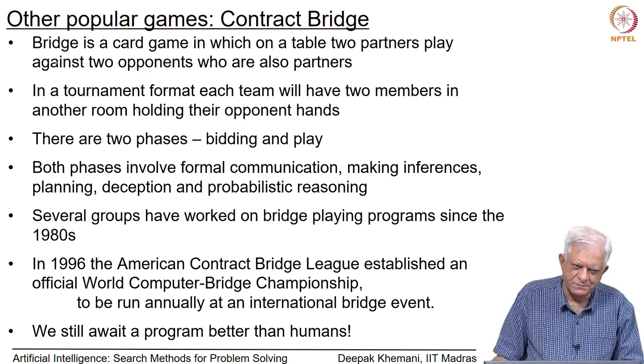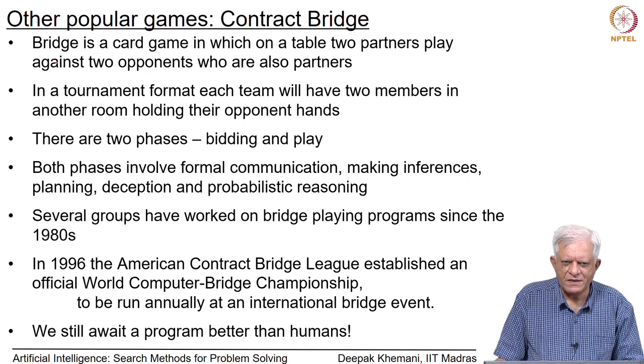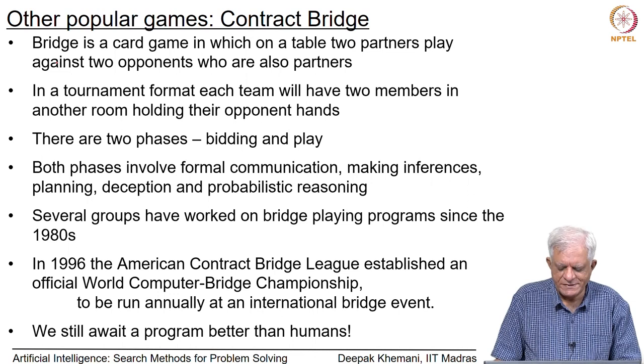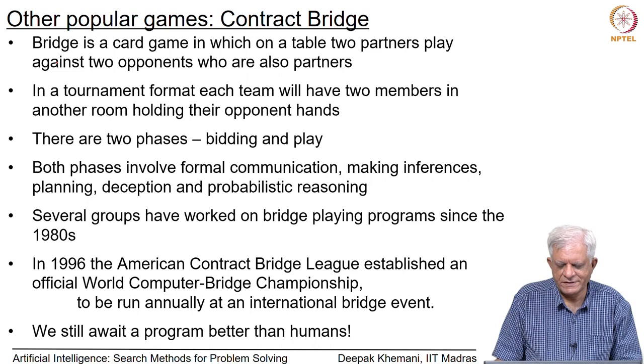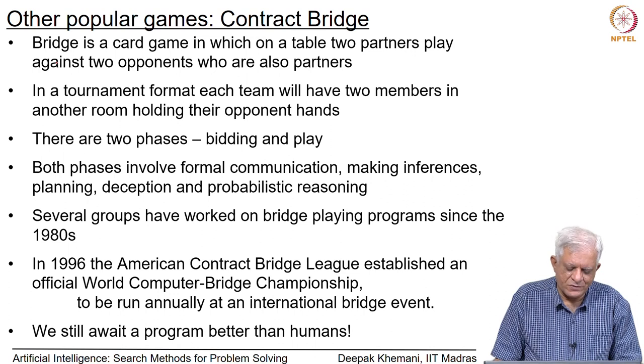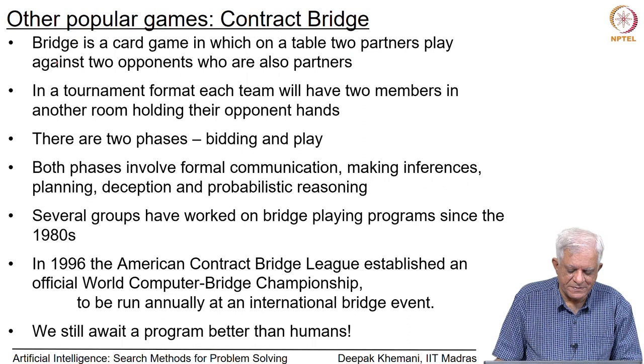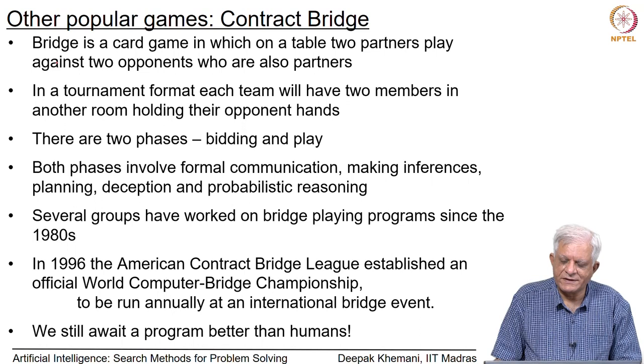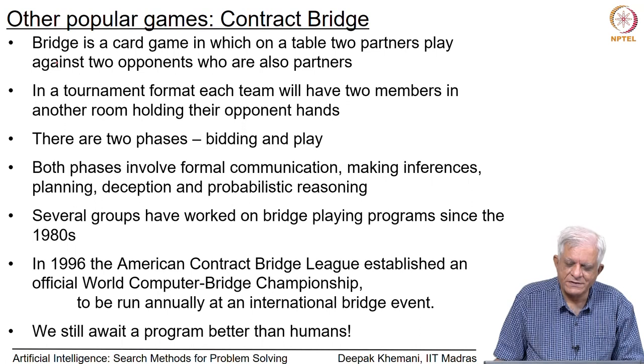Both phases involve formal communication because there is incomplete information. Players are trying to communicate with each other and they do so by making public announcements. Then they have to make inferences from what they are seeing, which cards opponents are playing, which bids opponents are making and so on. They have to plan, and interestingly deception is part of the game because wherever there is communication and inferences there can be deception, and obviously because it is an incomplete information game a significant amount of probabilistic reasoning has to be done.